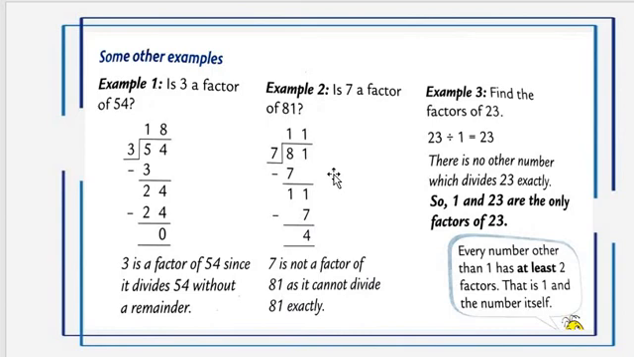Understood? So then after, now we move on further. Example number 3: find the factors of 23.